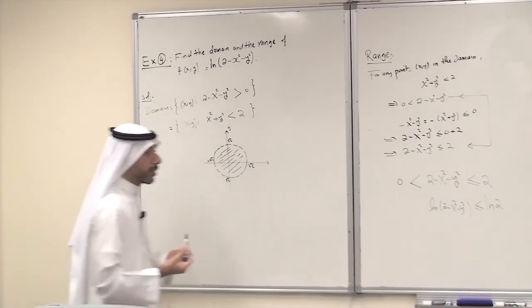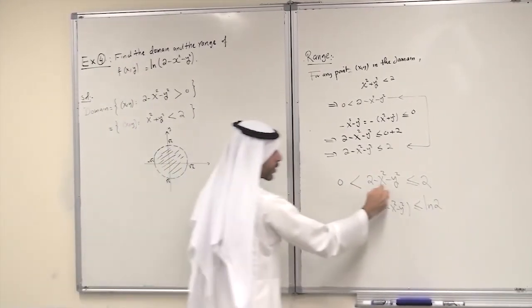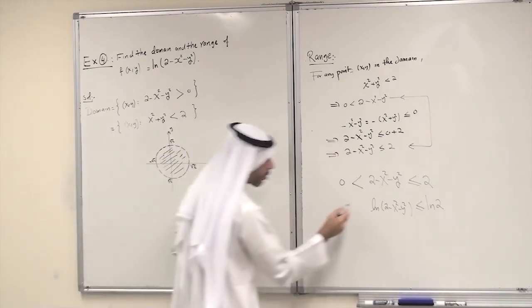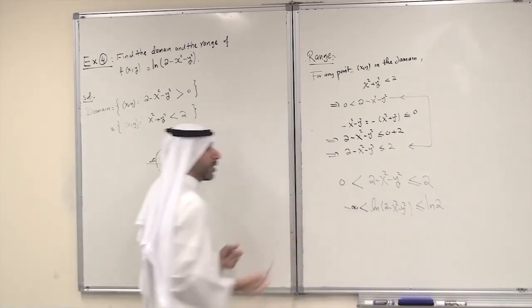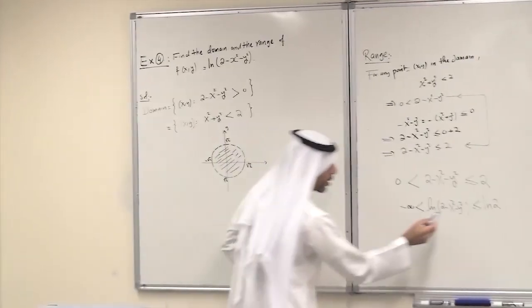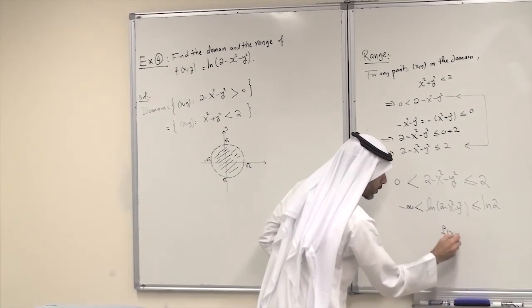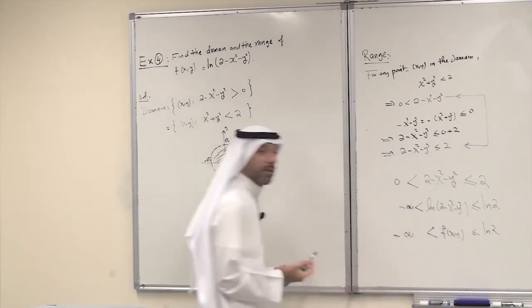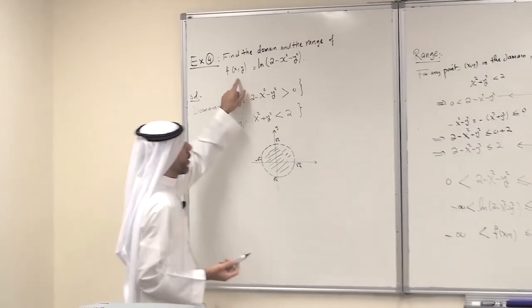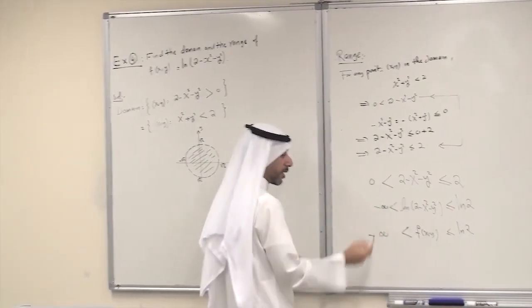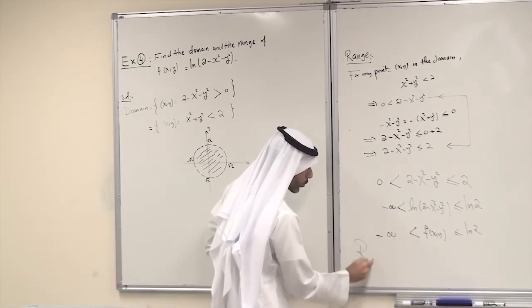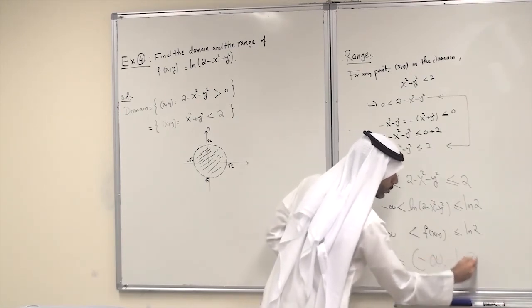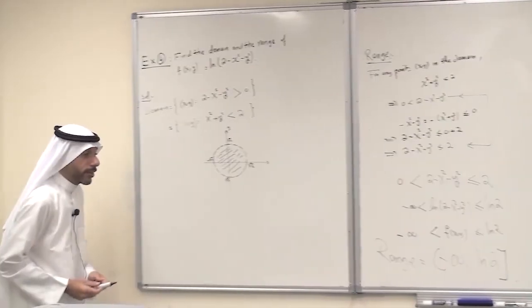What about the 0 here? In the limit, if this quantity approaches 0, the ln will approach minus infinity. The ln will approach minus infinity in the limit. This gives us f of x, y less than or equal to ln 2, and greater than minus infinity. So the possible values of f are between minus infinity and ln 2. So the range of the function equals minus infinity to ln 2. This is the range of the function.